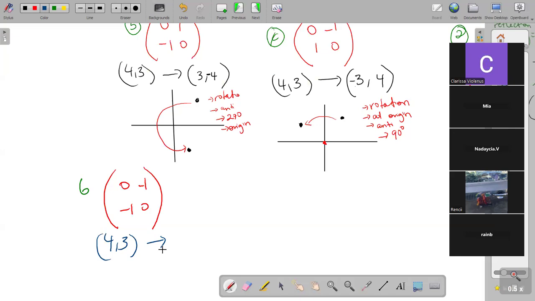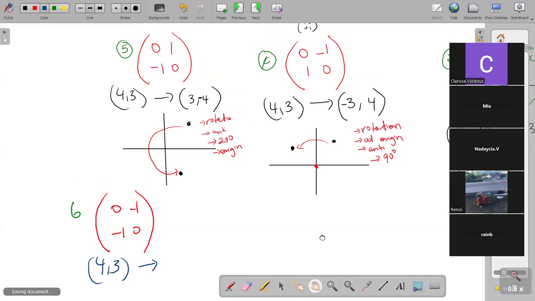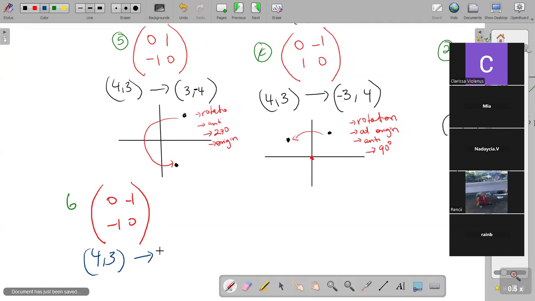I'm in it with you guys. Let's go. We got this. What's going to happen to the numbers? Pay attention. Look at the pattern. They're going to switch. Excellent. Good. So it's going to be 3 and 4. Excellent. But both of them are going to be negative. Everybody see that? So it's going to be -3 and -4.